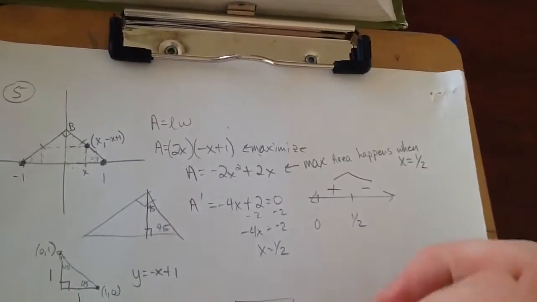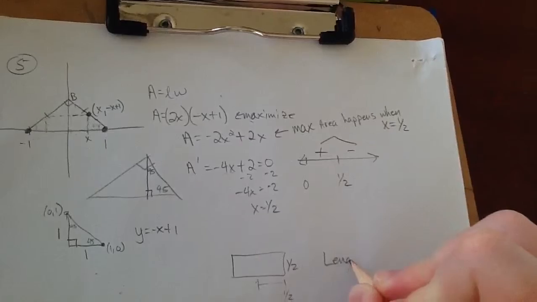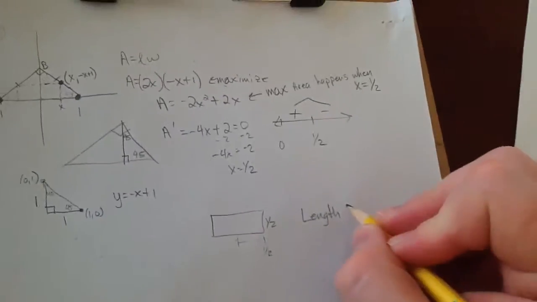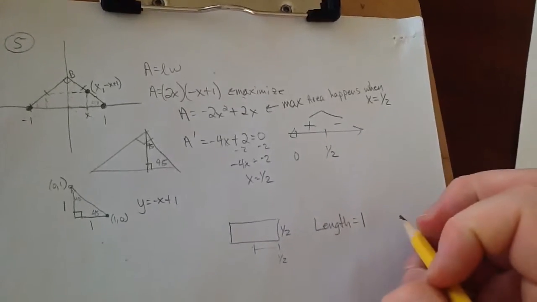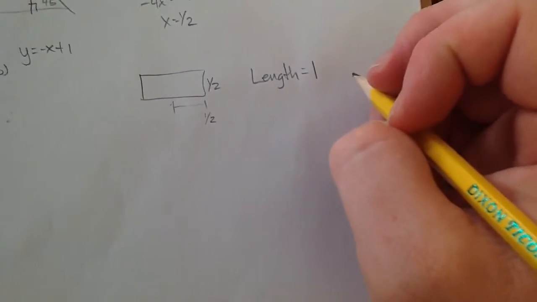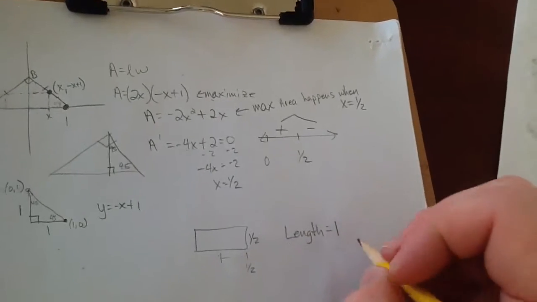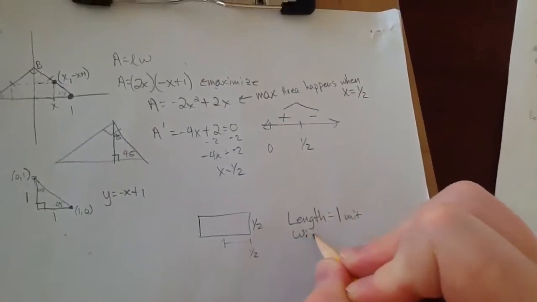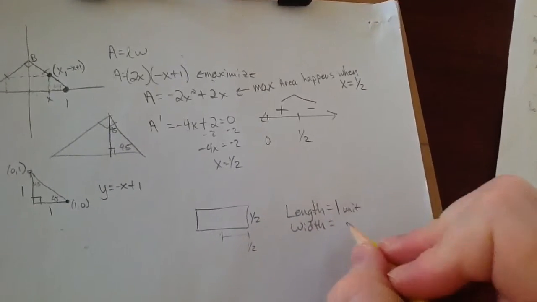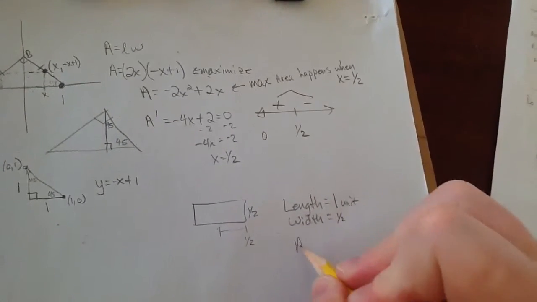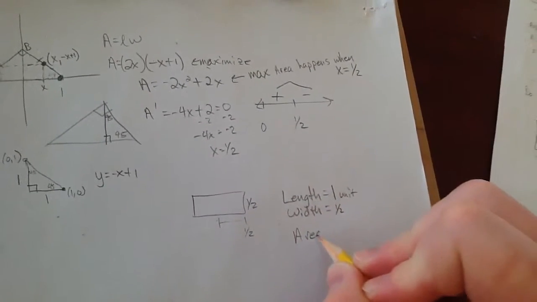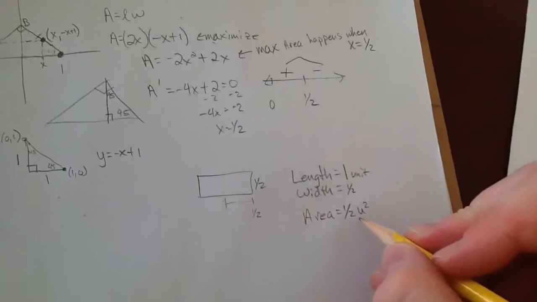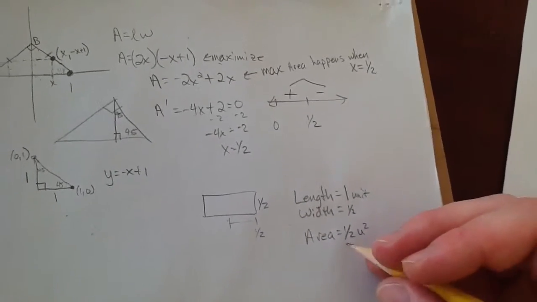So really, my dimensions for my rectangle: remember, if x is 1/2, the length there is 1. And what are we in, inches? I don't know. There weren't units. So the length is 1, and the width is 1/2. So what is the maximum area? Well, 1 times 1/2 is 1/2. That's just units squared. Area is 1/2.